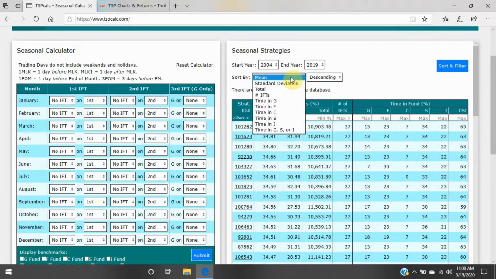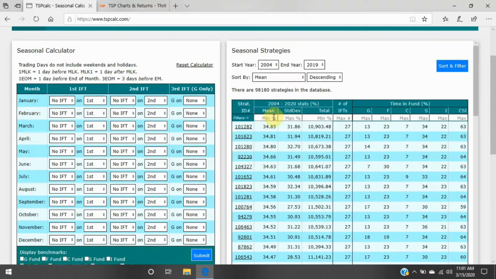And then here you have how you want to sort. You have standard deviation, IFTs, time in the index funds, or time in all equities only. I think the IFT one is kind of cool. We've had a couple different members that are either overseas and have limited IFT access, or they're limited by their organization and they're actually not allowed to do as many IFTs as would be allotted under a normal TSP participant.